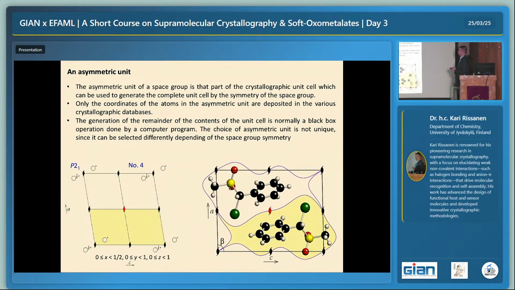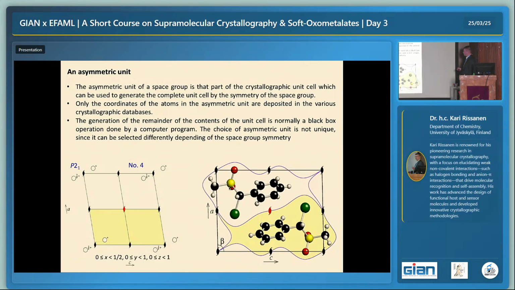And the point in there is that it's a part of the crystallographic unit cell which you can use to generate the complete unit cell by the symmetry of the space group, the symmetry of the unit cell itself. So the symmetry operations are creating the other half. And we call that part an asymmetric unit. Here we have a unit cell like that, and in this unit cell we have 2 molecules. Now, if we look at the symmetry operation, it indicates here P21, so it's a 2-fold screw axis. So this molecule here is related to this molecule by this symmetry operation.